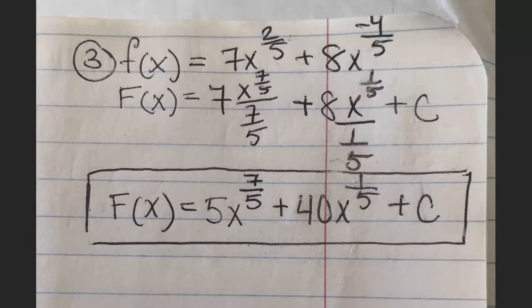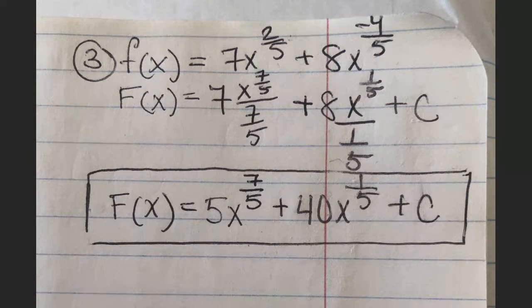Three. Okay, Malika, 3. So to find the antiderivative, I use the power rule. So the antiderivative of 7x to the power of 2/5 will be 7x to the power of 7/5 divided by 7/5, because what you do is you add 1 to the exponent and then divide by that. And then for 8x to the power of -4/5, I did the same thing. And then I got the antiderivative.